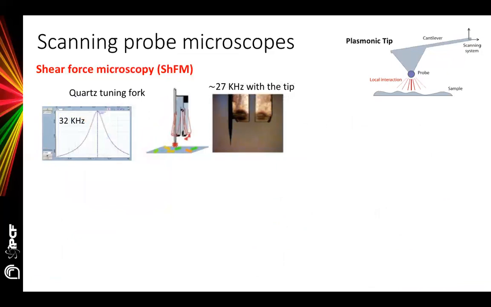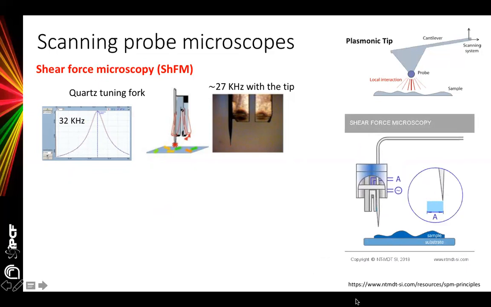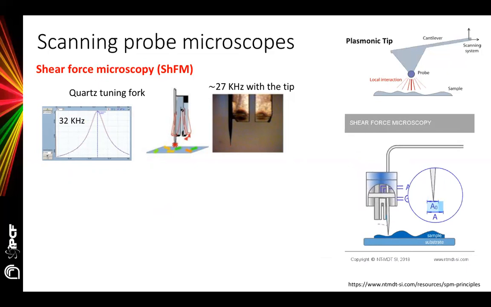Shear force microscopy relies, on the contrary, on the oscillation frequency of a quartz tuning fork. The tuning fork oscillates always at 32 kilohertz. And when the plasmonic tip is attached on one arm of the tuning fork, this frequency drops to about 27-28 kilohertz. So when the tip is in the near field region, the interaction with the sample will modify the oscillation of the tuning fork, allowing the reconstruction of the surface topography.